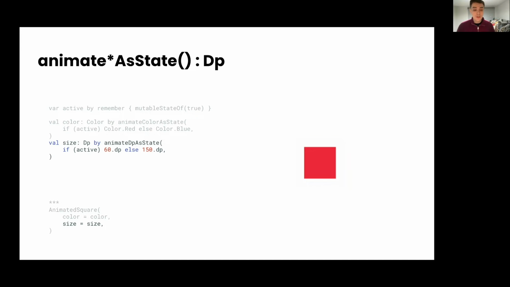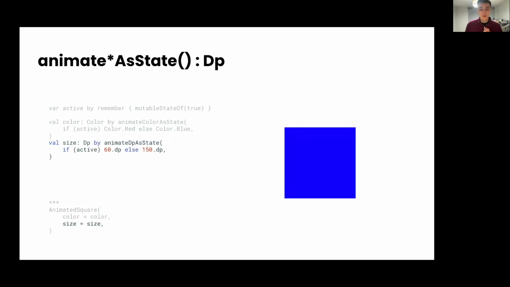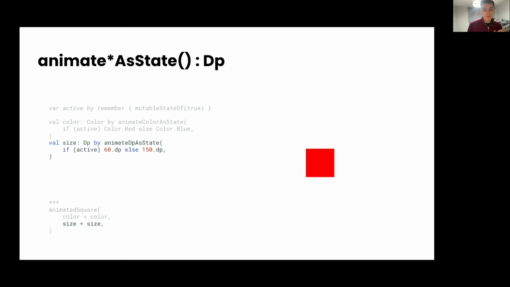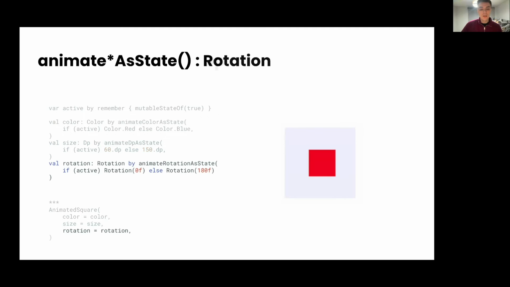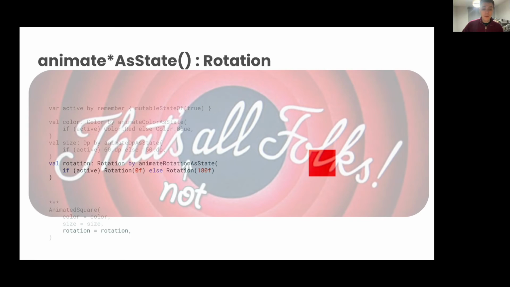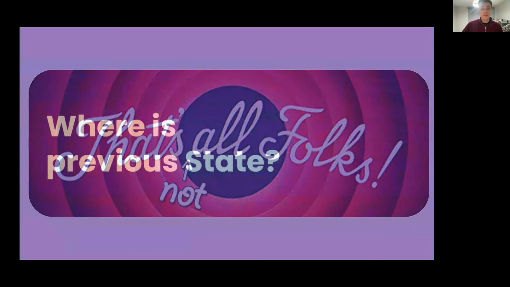Let's add a change of the size. Again, pretty easy. Depending on the active state, our square will change from 60 dp to 150 dp and back. This is also a good animation. And we will add a rotation. It will also rotate from 0 to 180 degrees. In fact, we can stop here, but that's actually not it, right?